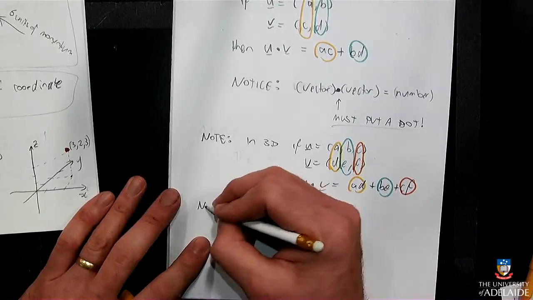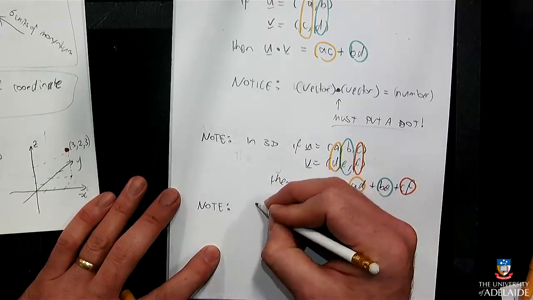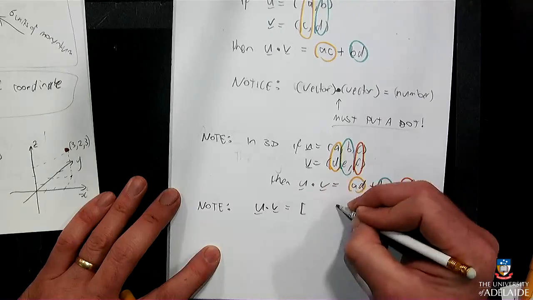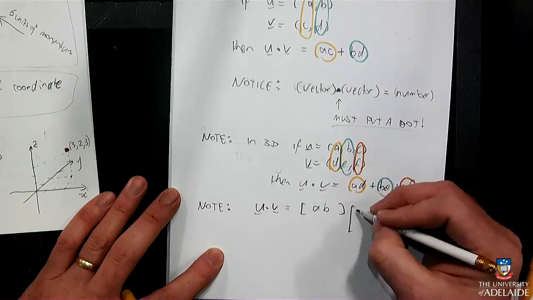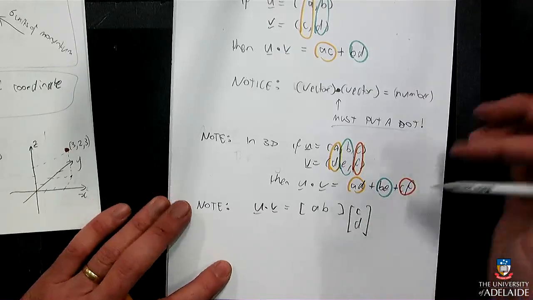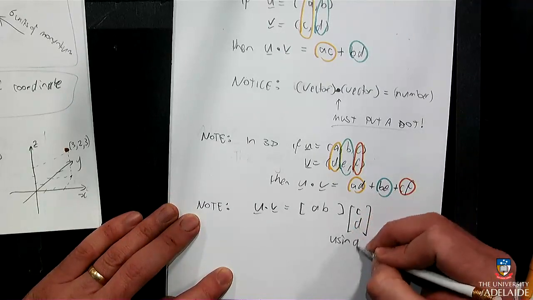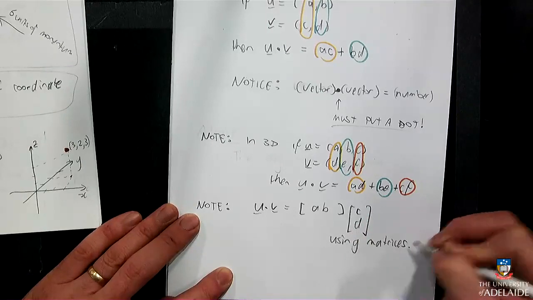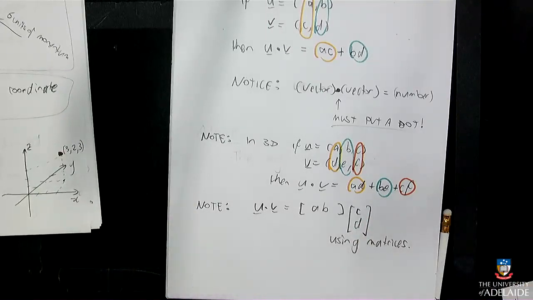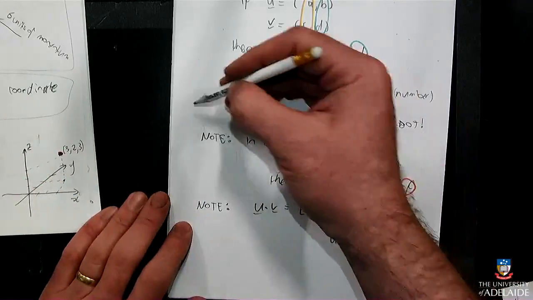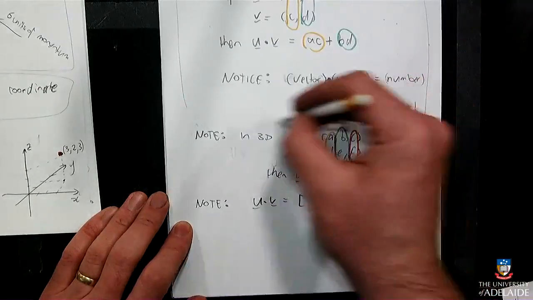Also note, if you know anything about matrices, then u dot v is the same answer you get if you put a row matrix A, B and a column matrix C, D, like that. Which is why it's not all that unusual a thing to want to do. Dot products help relate vectors to matrices, which is a really useful thing to be able to do. Okay, so they're just some side notes. That's what the dot product is.